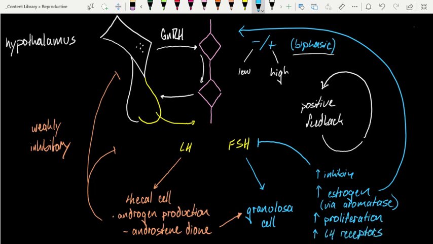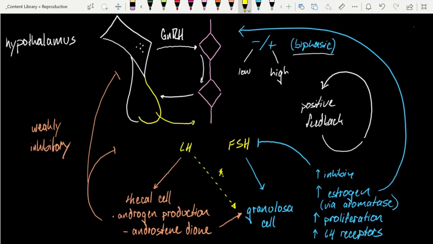This is important because initially granulosa cells are not responsive to LH. Remember, LH targets the thecal cells. But during this positive feedback mechanism, FSH is building LH receptors so that at the right time, it will also become responsive to LH. So let's connect this, but with an asterisk to remind ourselves that usually granulosa cells are not responsive to LH, but there is a key point at which they become responsive, and that's going to be the LH surge, which we'll talk about in a minute.